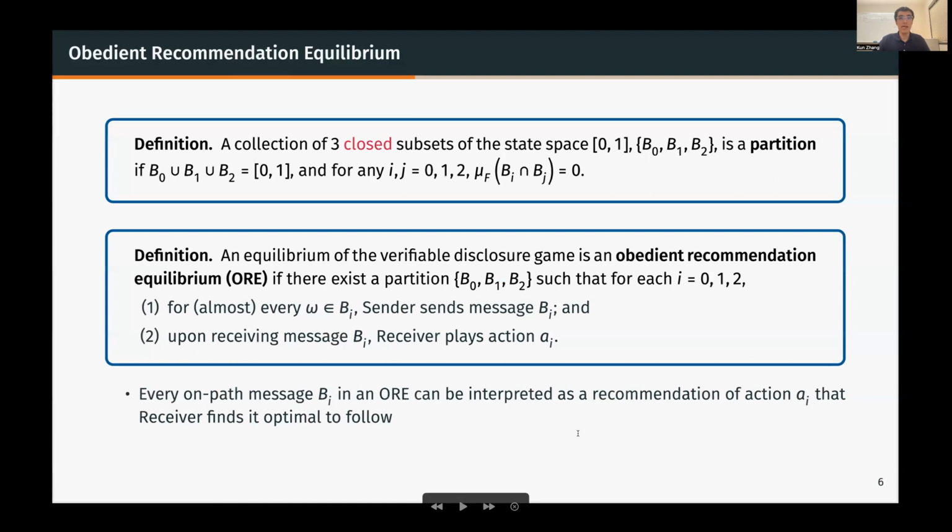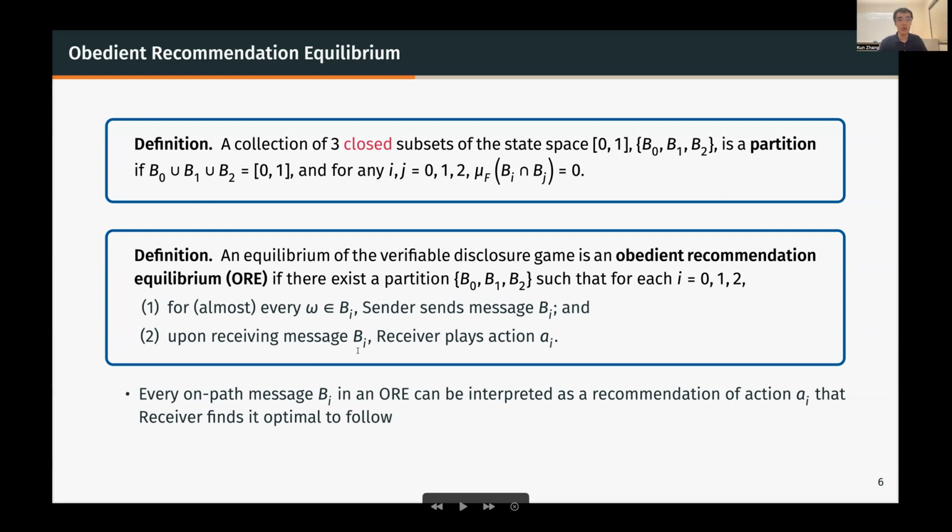And an equilibrium is called an obedient recommendation equilibrium, or ORE, if there exists a partition such that for each i, for every state contained in partitional element Bi, sender uses Bi as her message. And upon receiving message Bi, receiver plays action Ai. Therefore, every on-path message Bi in an obedient recommendation equilibrium can be interpreted as a recommendation of action Ai that receiver finds it optimal to follow.